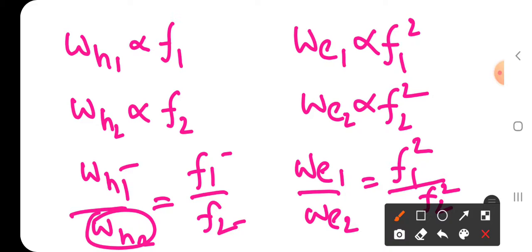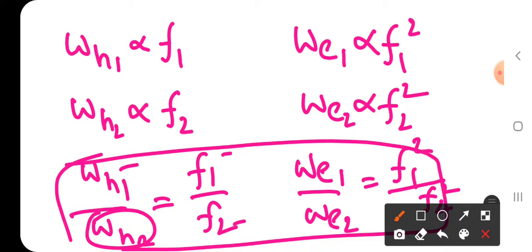It is not mandatory that the eddy current loss and the hysteresis loss change by the same amount at given frequencies. We cannot say the same amount of loss is there for the hysteresis loss, because if you see, the equations are different.